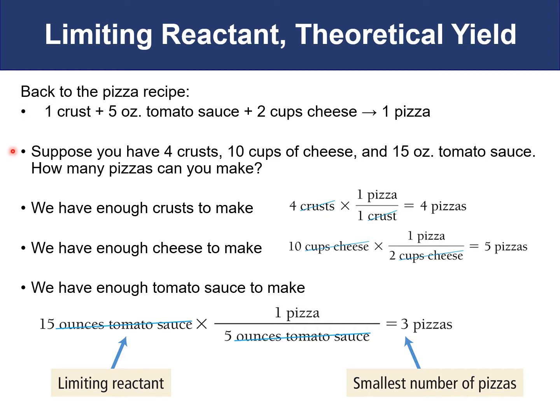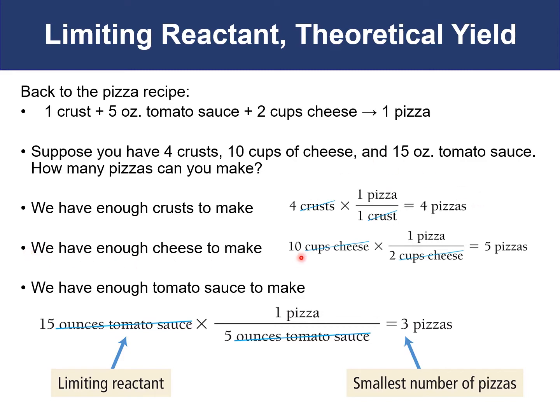Suppose you have 4 crusts, 10 cups of cheese, and 15 ounces of tomato sauce. How many pizzas can you make? What we will find is generally one of our starting materials is going to run out first. This will limit how much we can produce. In the case of pizza, we need to figure out how many pizzas each one of our allotments of ingredients can make. We have 4 crusts, and it takes 1 crust per pizza, so we have enough crusts to make 4 pizzas.